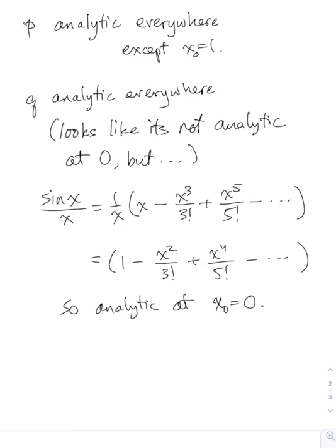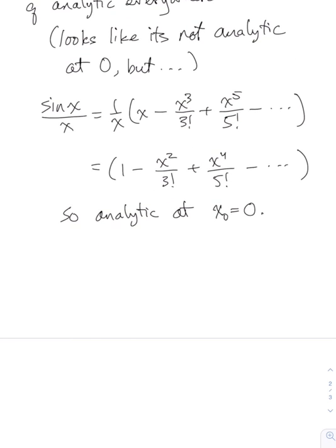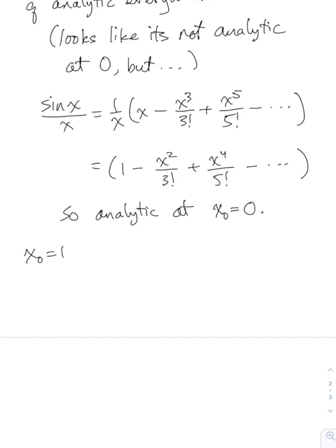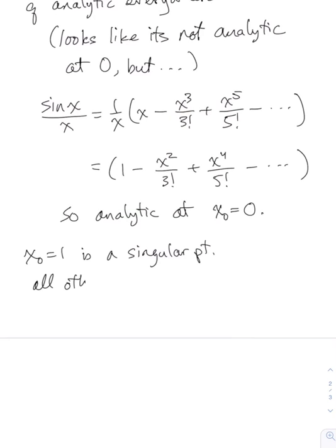Okay, so what are the ordinary points? An ordinary point is a point x0 where both of them are analytic. The only problem either of them has is at x0 equals 1. So that's the only point that is not ordinary. In other words, x0 equals 1 is a singular point, and all others are ordinary points.